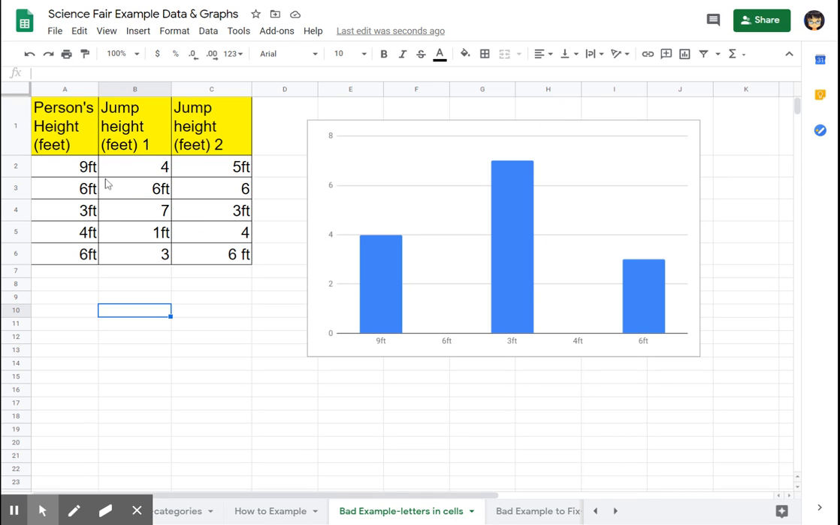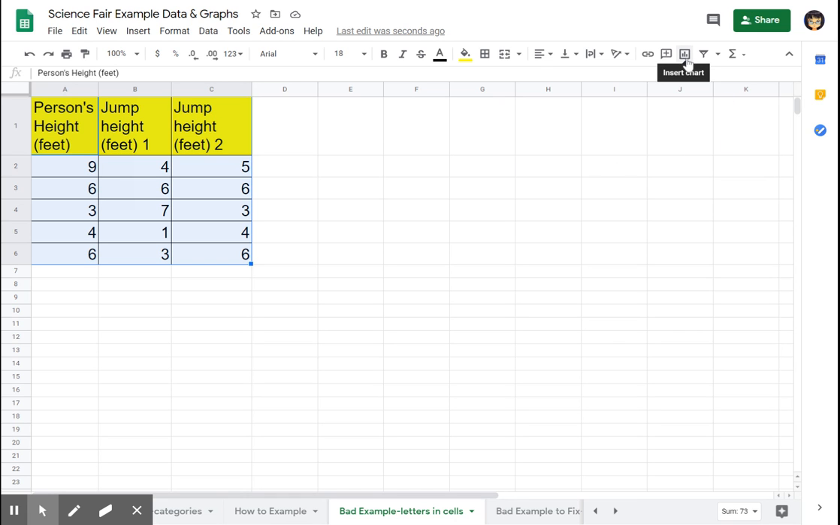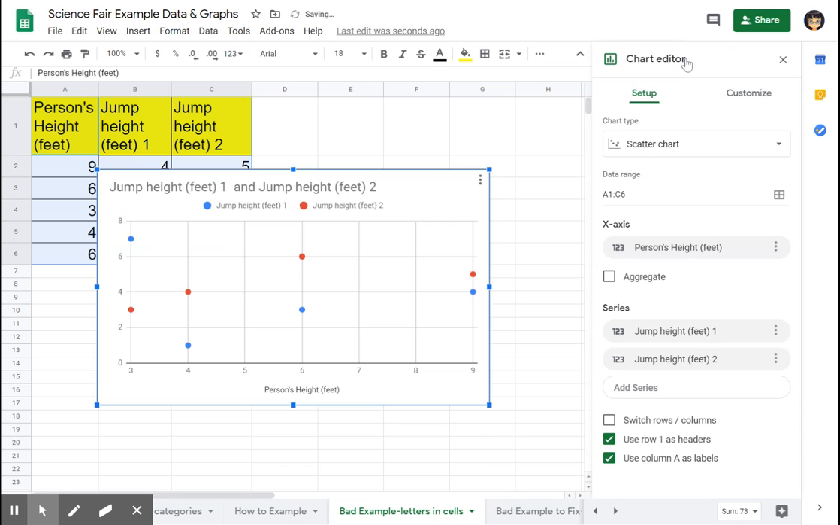Okay, so I'm going to take out all the letters. In this part right here, except for your headers, there should be no letters unless those are categories. I'm going to take all these out now, and I won't make you watch. Okay, now I've taken out all the letters from the number cells, and I'm going to try this again. I'm going to select all these data now, including the headers, so the computer knows what the names of these things are. And then I'm going to hit the Insert Chart button again, and let's see what happens.